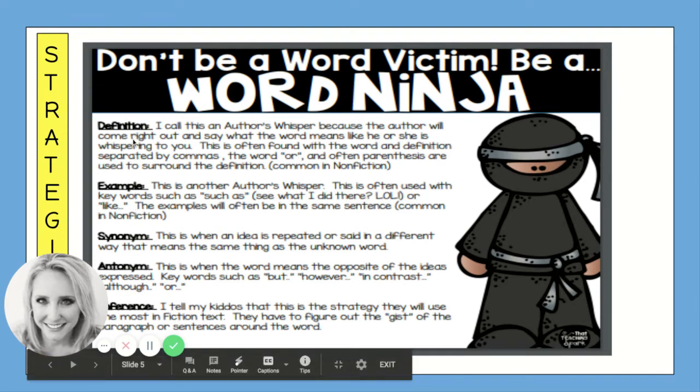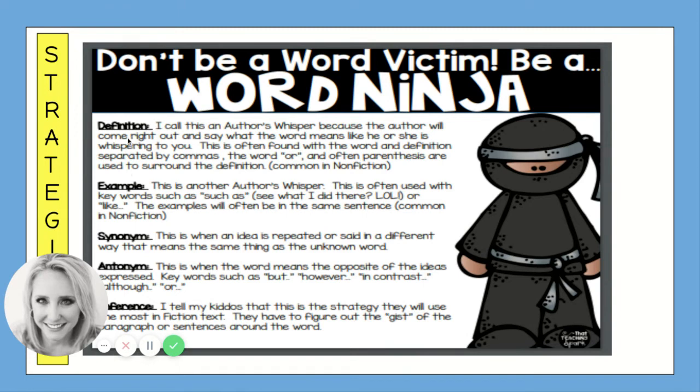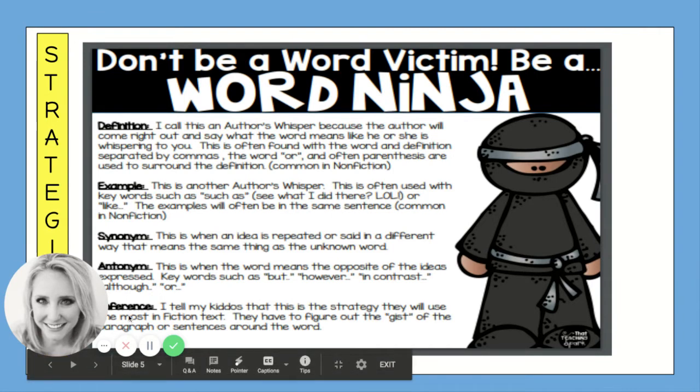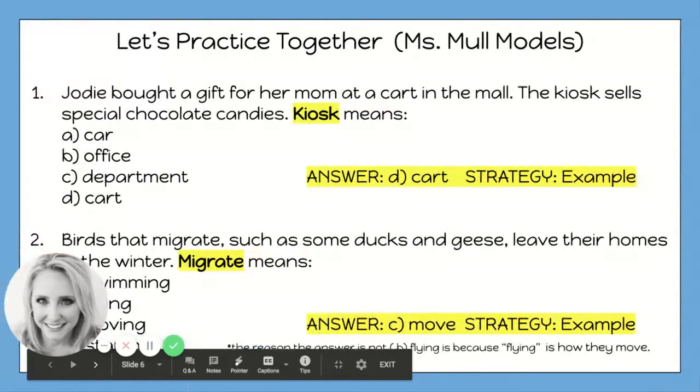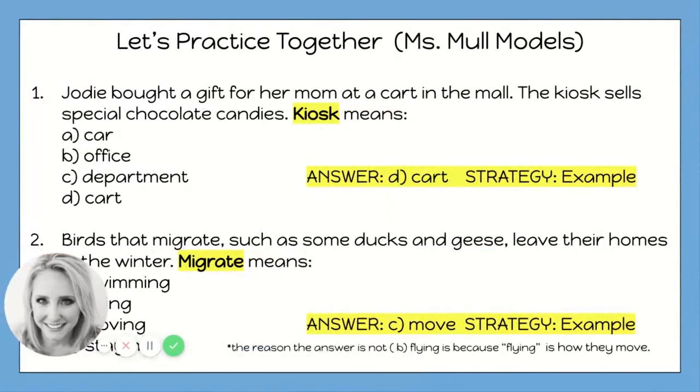Two of them are sort of author's whispers, like, hello, pay attention. The definition and the example. We have synonyms. So sameness, we're starting to look for similar. Antonyms, opposites, inferences, and word parts. All right, we're going to practice.